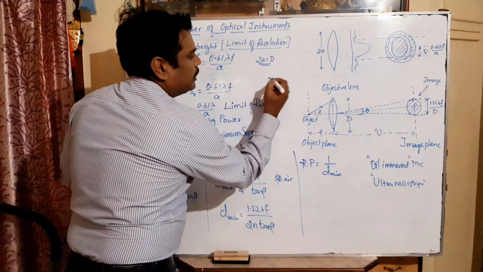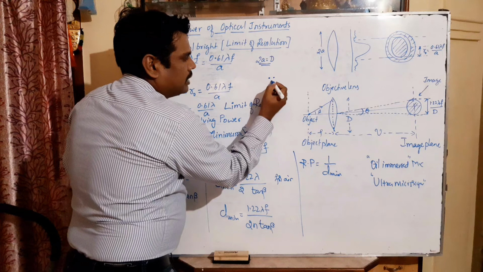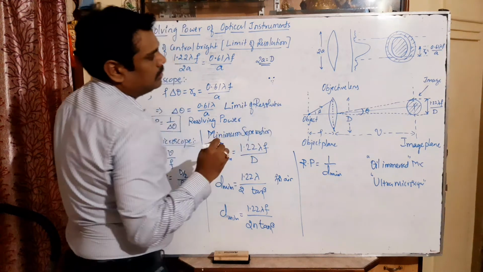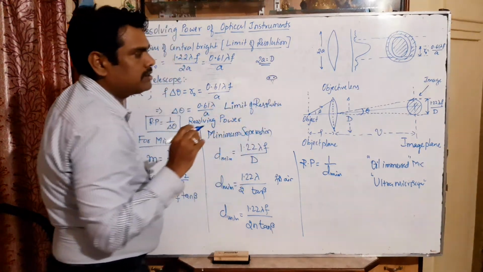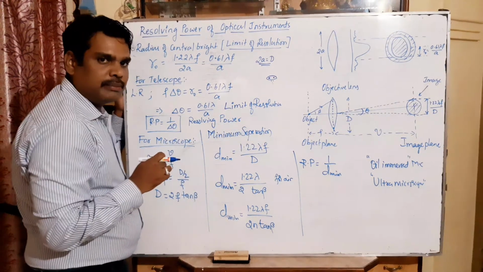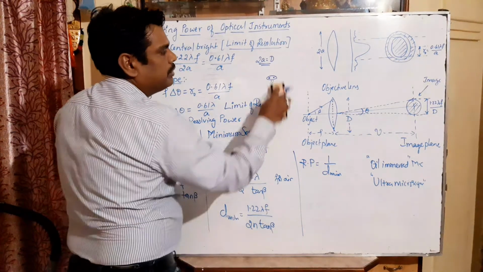Suppose there are two objects placed close together like this. There should be some minimum distance between these two objects. That minimum distance is said to be the minimum separation. To resolve these two objects, there should be some minimum distance between them.